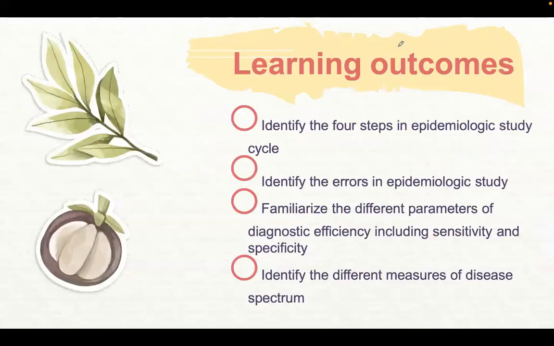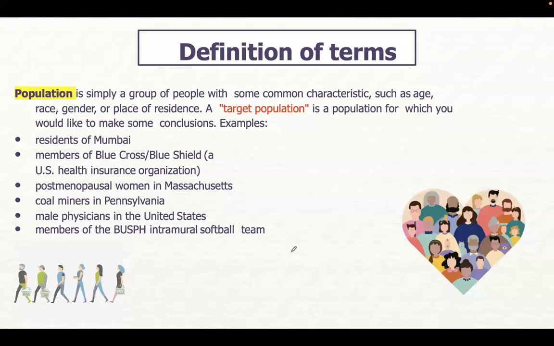So for your learning outcomes, at the end of the lesson, you students must be able to, number 1, identify the 4 steps in epidemiologic study cycle. Number 2, identify the errors in epidemiologic study. Number 3, familiarize the different parameters of diagnostic efficiency, including sensitivity and specificity. And lastly, identify different measures of disease spectrum.